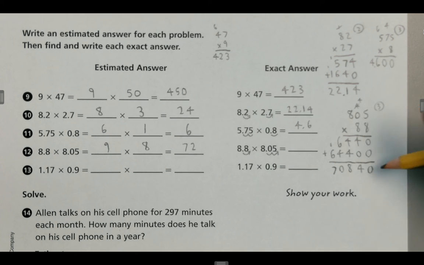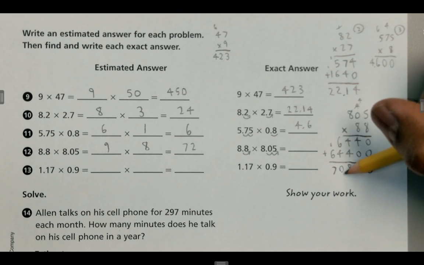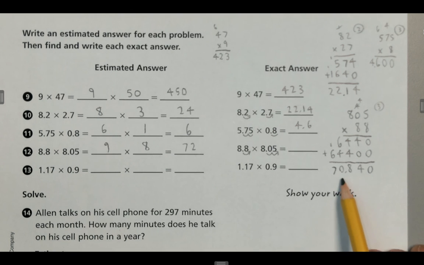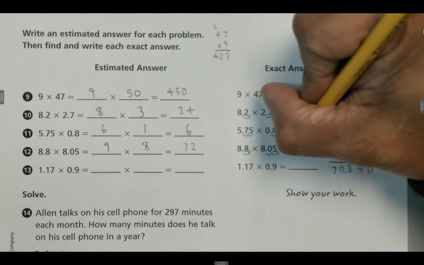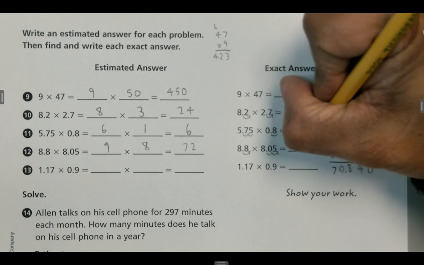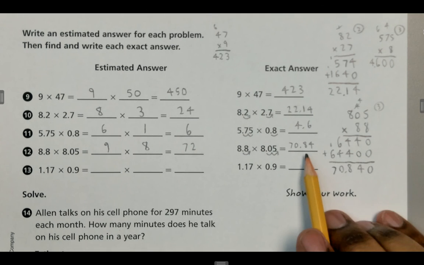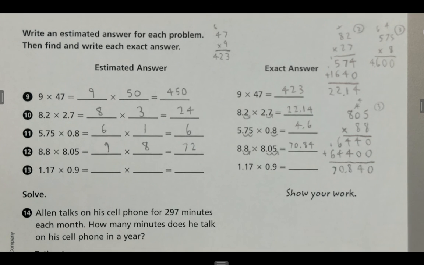Come in 3 places. I get 70 and 840 thousandths, or I could simply show that as 70 and 84 hundredths. That extra 0 at the end is not needed. Checks out very nicely with my estimate.